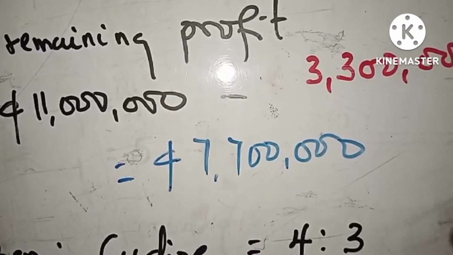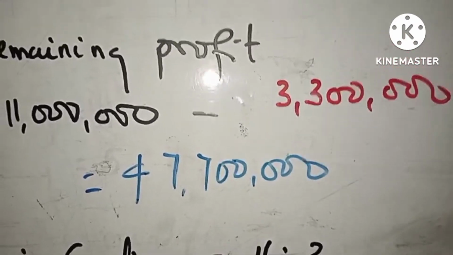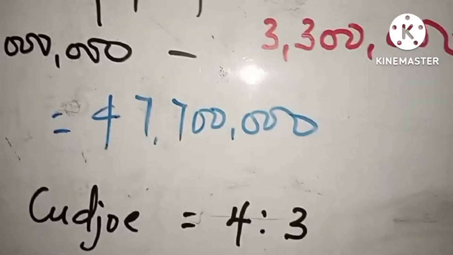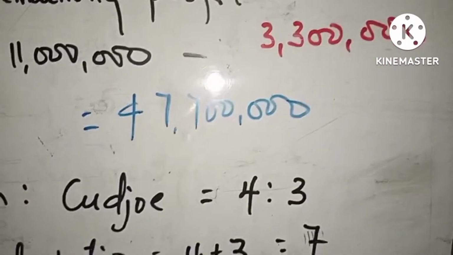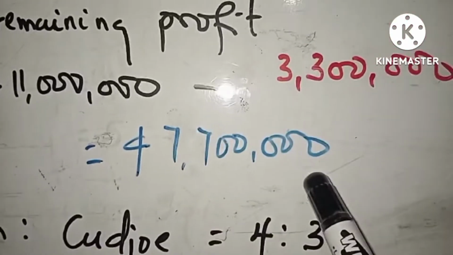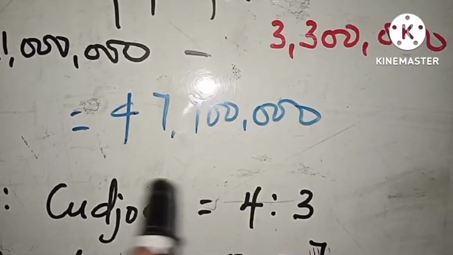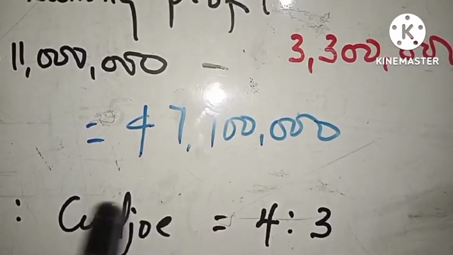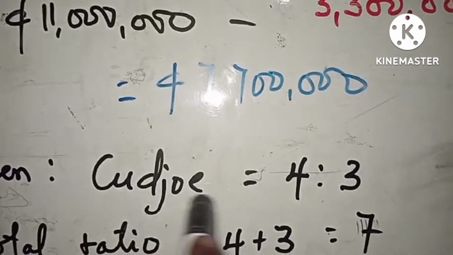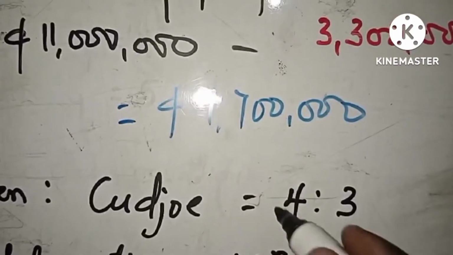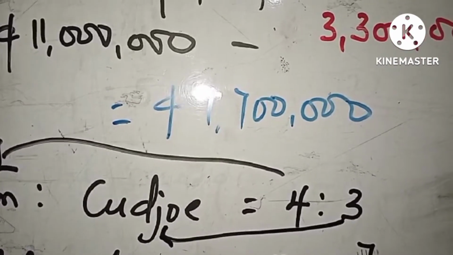How are they sharing it? The question says they are sharing the remaining profit of 7,700,000 in the ratio of 4:3, respectively. Respectively means arrangement matters. Ben comes first before Kujo. So if Ben is here, Kujo follows. This 4 goes to Ben, and this 3 goes to Kujo.